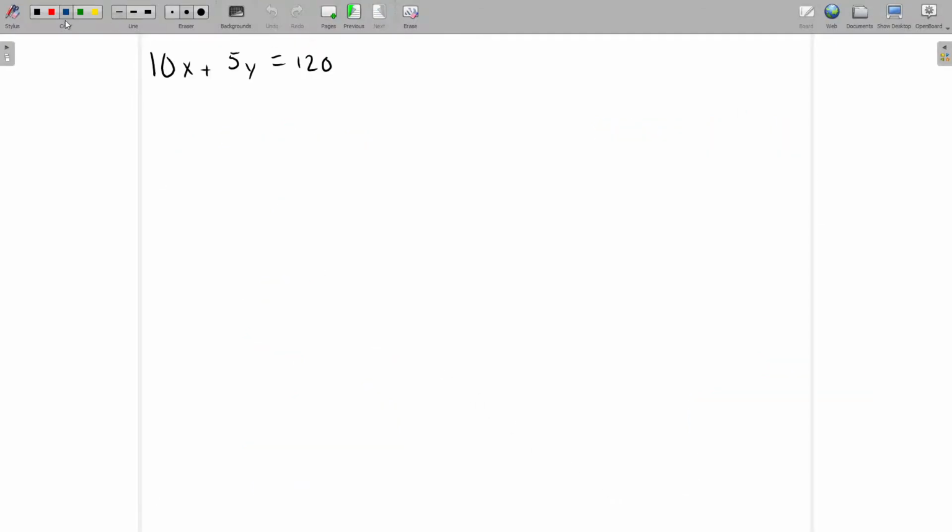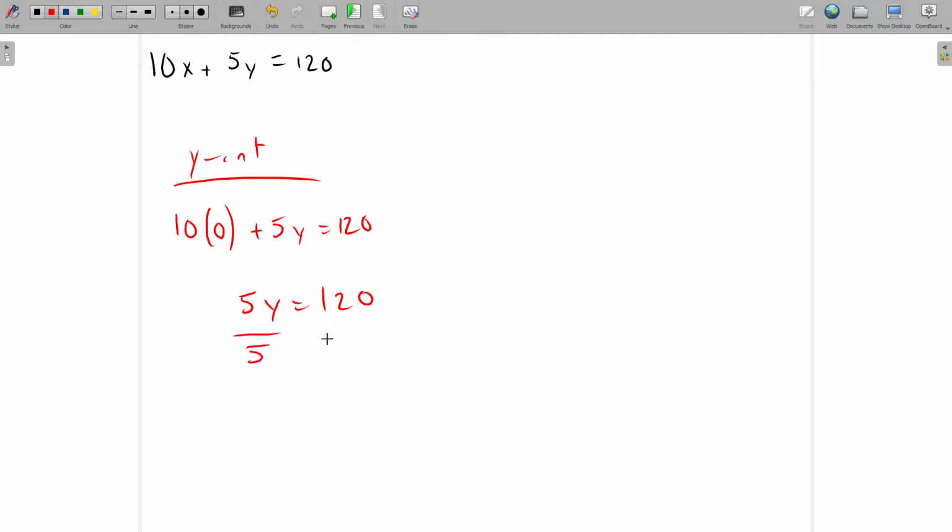We have one final example. So to find the y-intercept, we plug in 0 for x. So we have 5y is equal to 120, and then we divide by the coefficient in front of y to get 24, right? 120 divided by 5 is 24. Now this is a point, x is 0, y is 24.